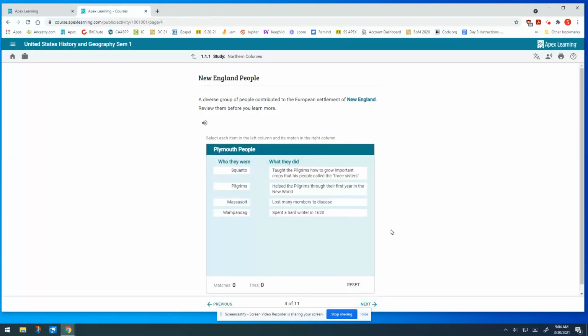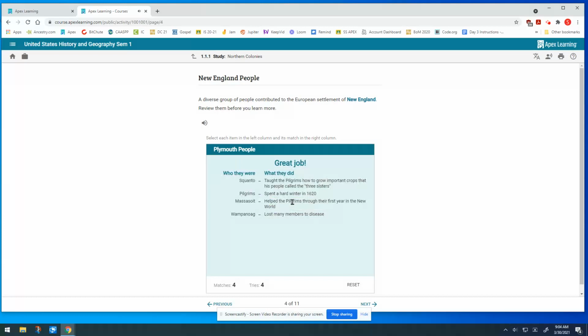So as you go through the program, you're going to have opportunities, again, to interact. So like, who was Squanto, which we just saw? Squanto, he taught the Pilgrims. You get it right, it does this. Pilgrims, what did they do? They spent a hard winter. Massasoit, what did he do? He helped. And Wampanoag, what did they do? They lost members. So when you get it all done, it will tell you.